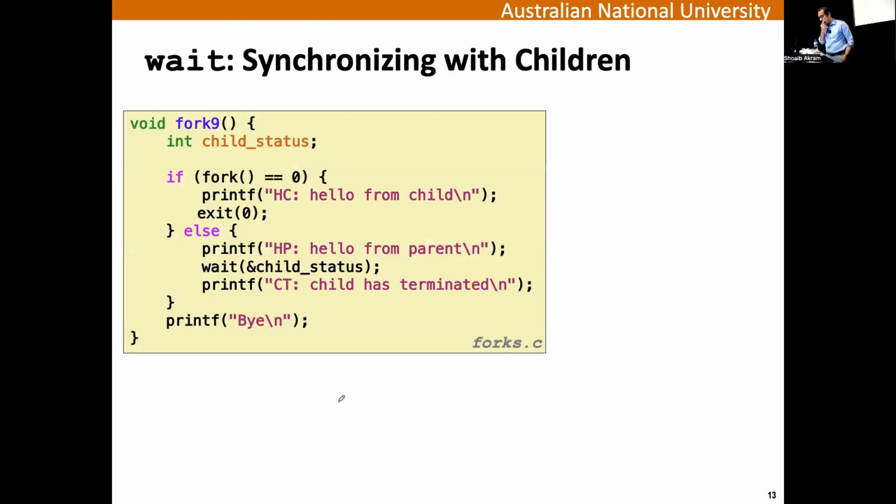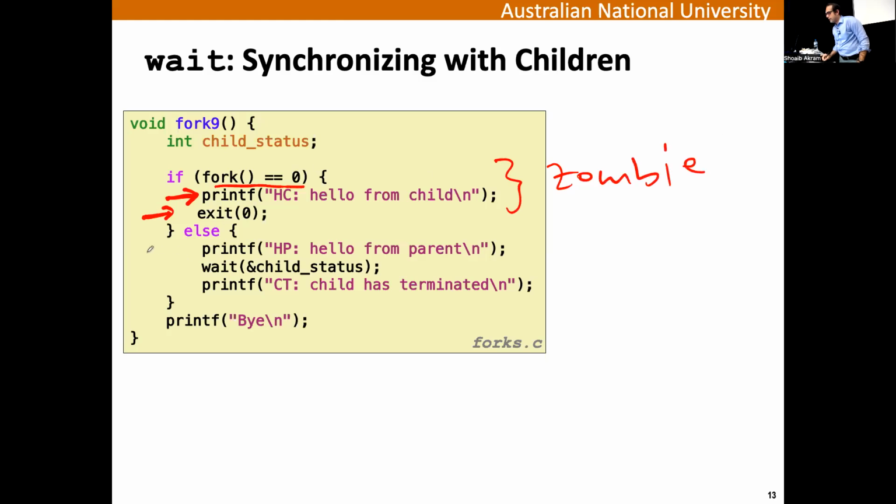So here's an example. We are forking a child, and the child does a printf and exits. Now clearly there's a zombie in this example, right? The child process is terminating itself. Okay, so this is a zombie.